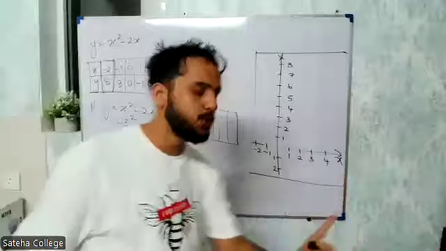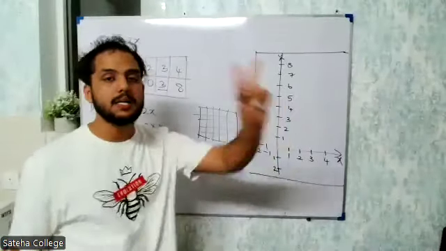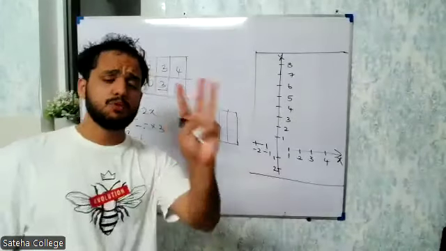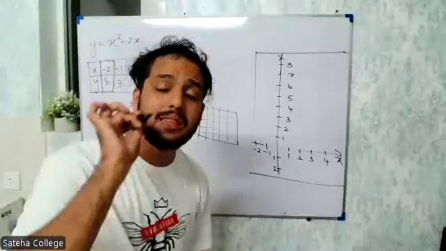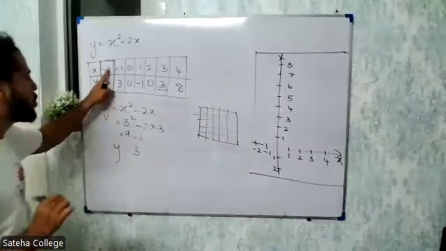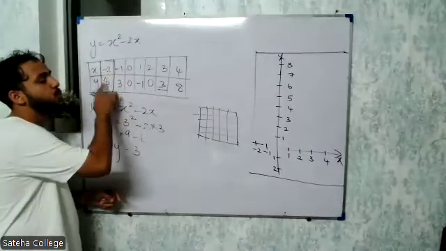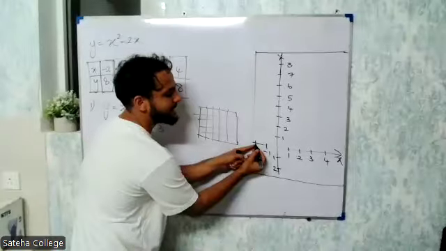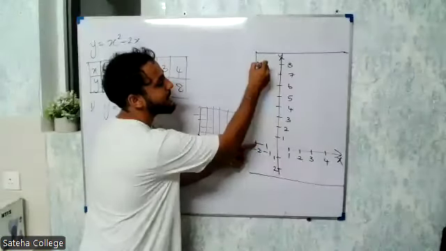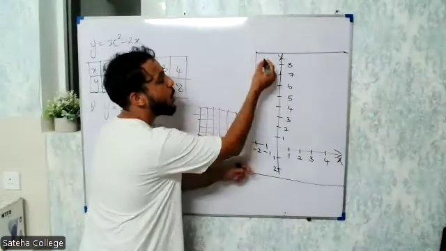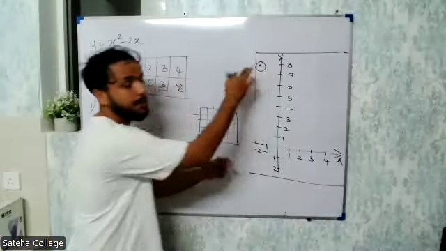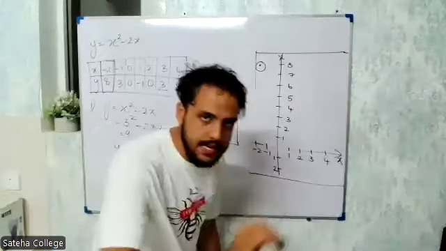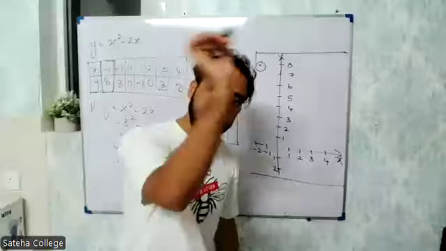1 mark is given for you. 1 mark here, 1 mark here, 2 marks you have got. Now your third mark is to mark the points correctly. Right. Look at your first point, -2 and 8. -2 on the x-axis, 8 on the y-axis. Place a point here. Always you place a point, place a dot, circle the dot. Place a dot, circle it.